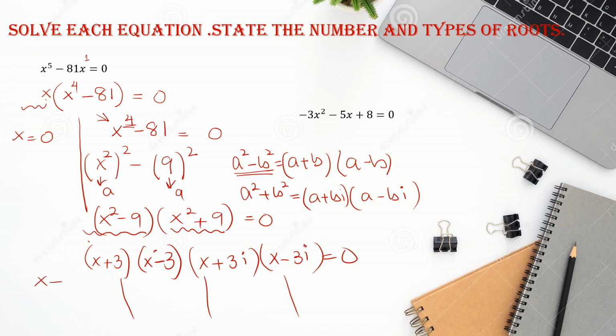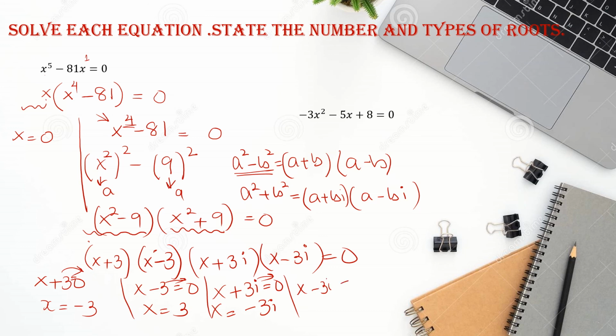So all the factors, write them one by one equals 0. One time x plus 3 equals 0. Bring the 3 to the other side, so it gives you x equals negative 3. X minus 3 equals 0. Bring the negative 3 to the other side, you will get x equals 3. X plus 3i equals 0. Bring the positive 3i to the other side, so it will be negative 3i. Now x minus 3i equals 0. Bring the negative 3i to the other side, so x equals positive 3i.